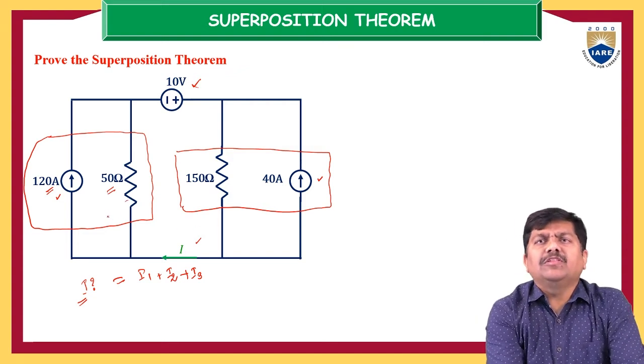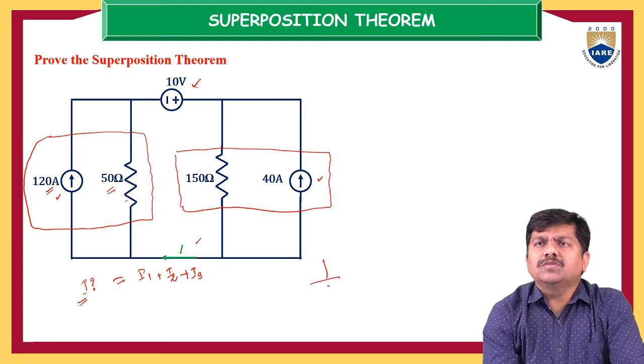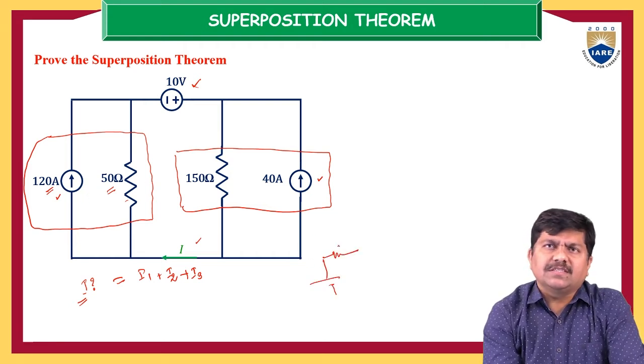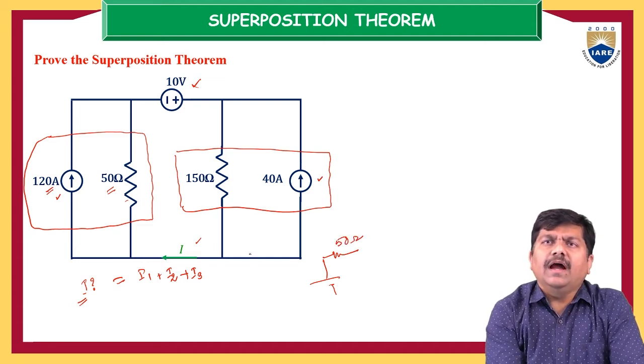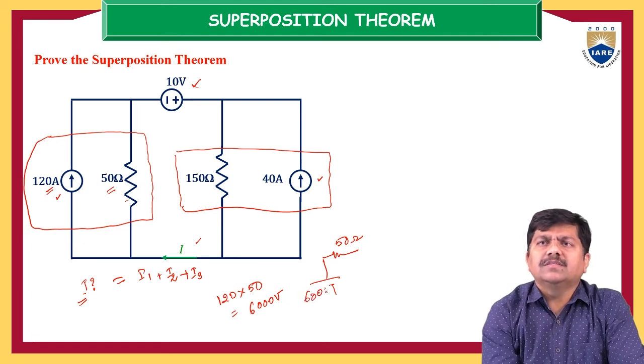So with the help of source transformation, you can convert this into a voltage source in series with some resistance. How much is that resistance? In the first case, that is nothing but 50 ohm. And how much voltage here? The voltage is V equals I into R, that is 120 amps of current into 50 ohm, which is nothing but 6000 volts. Similarly, let us apply the same concept here. So in between them, how much voltage source is there?